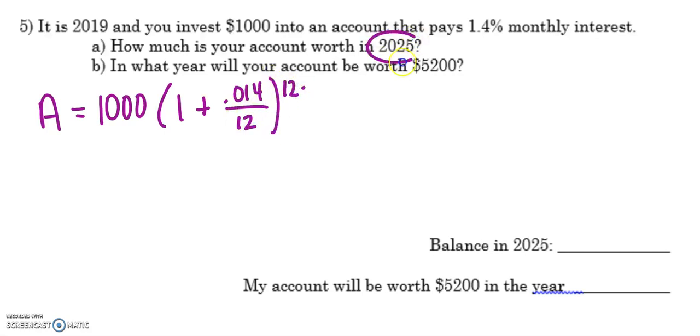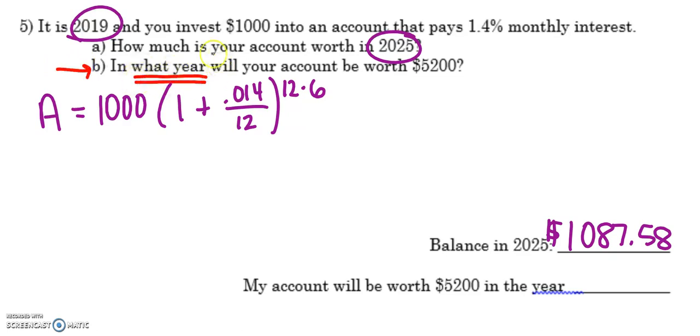And I want to know what's going on in 2025. Well, in 2025, that's going to be 6 years away from 2019. So using your calculator, go very carefully with order of operations, we should get that our balance is $1,087.58.